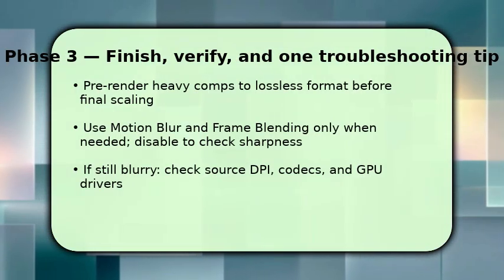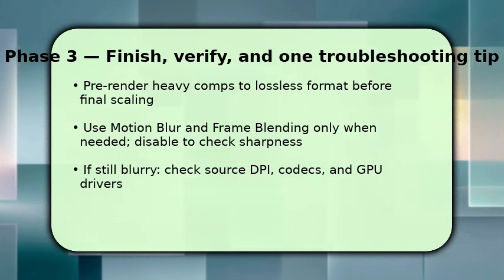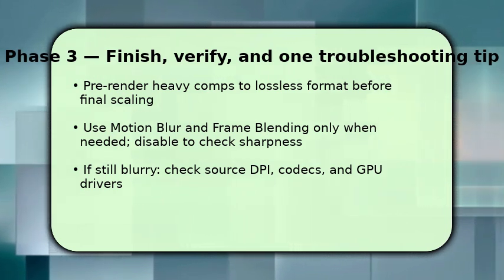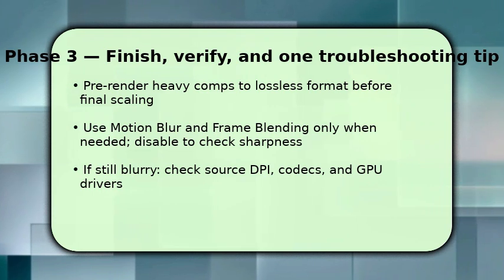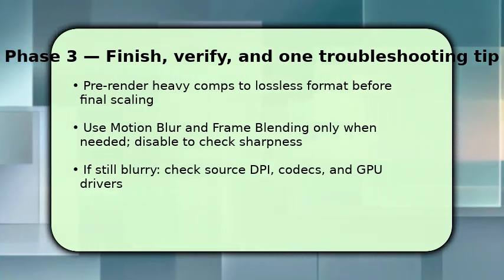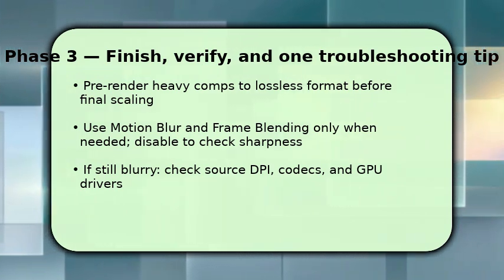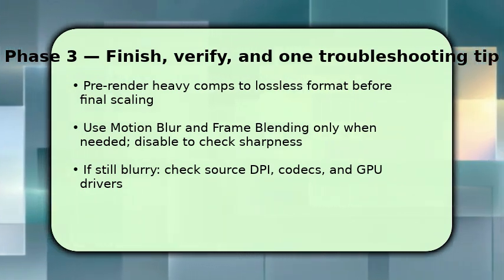Finish by pre-rendering complex layers to a lossless format so repeated effects don't soften pixels, then re-import and composite at the proper size. Toggle motion blur and frame blending off to verify true sharpness, and only re-enable them if stylistically required. If the shape remains blurry, inspect the original file's DPI and codec.